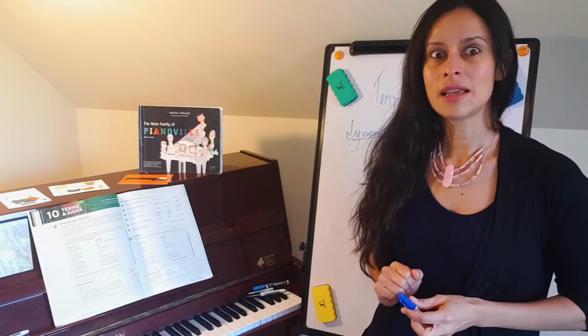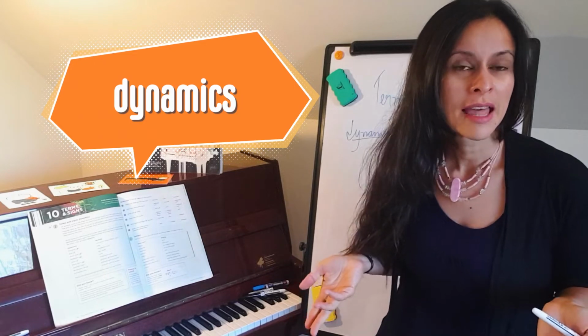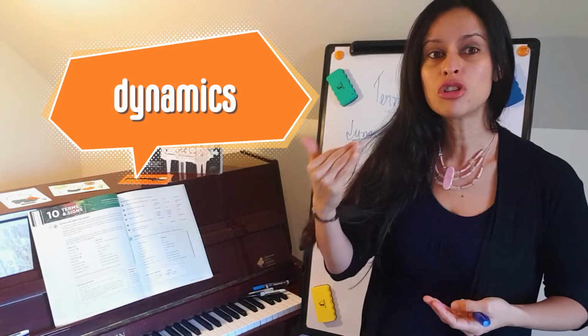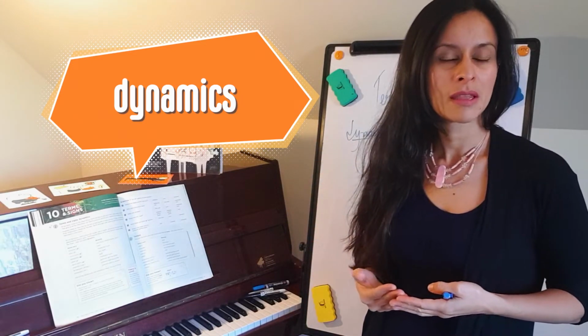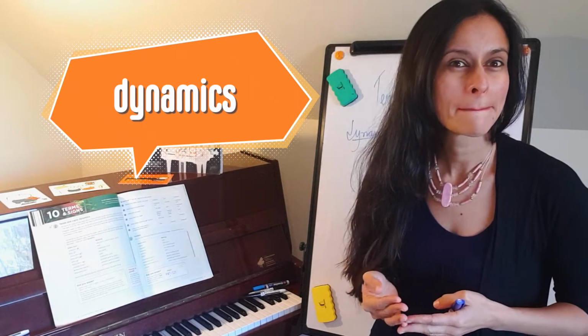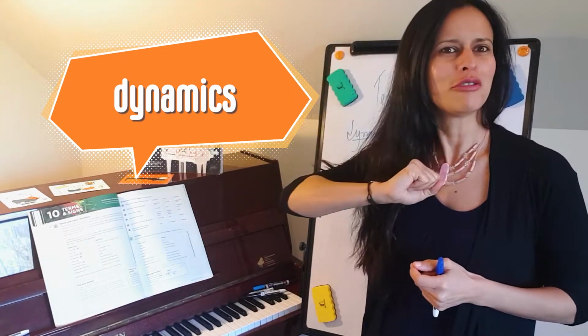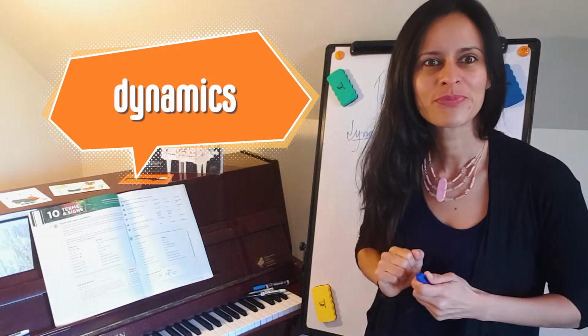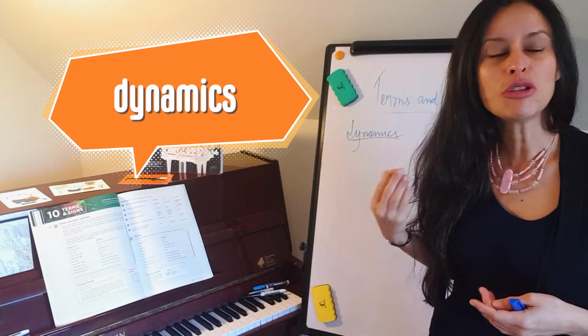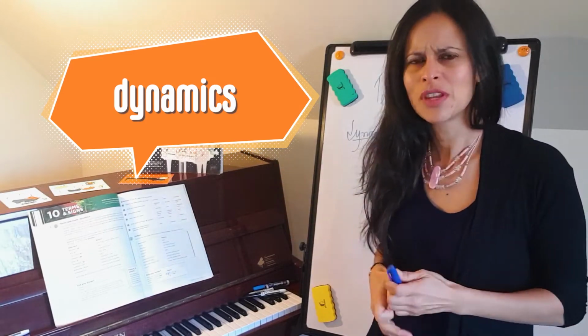First topic, dynamics. What are dynamics though? Dynamics is how loud or soft you play the music. So you can go from very soft, pianissimo, to very loud, fortissimo. But how do we represent it, how do you write it on the music? You already know, we use letters.